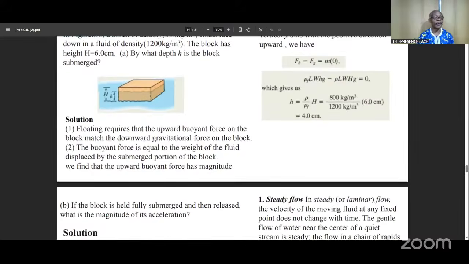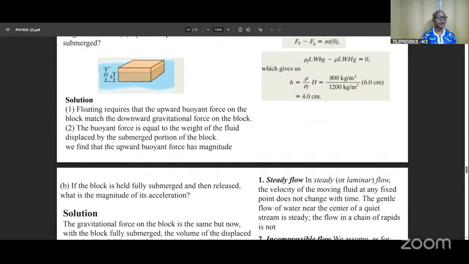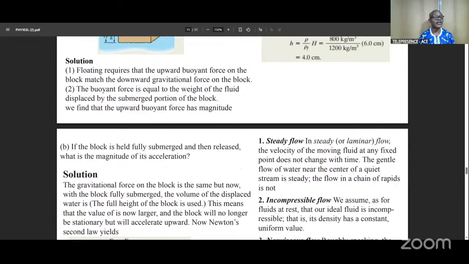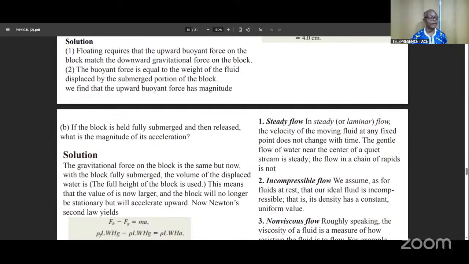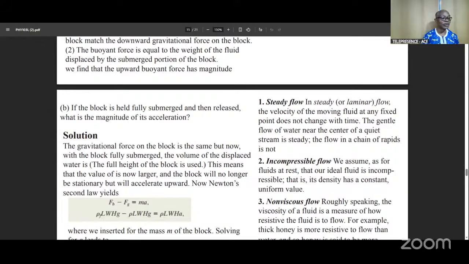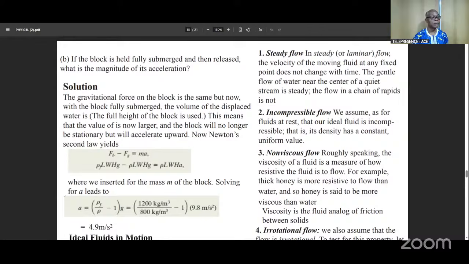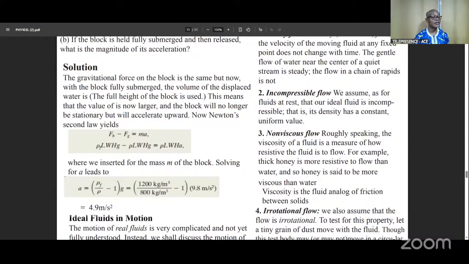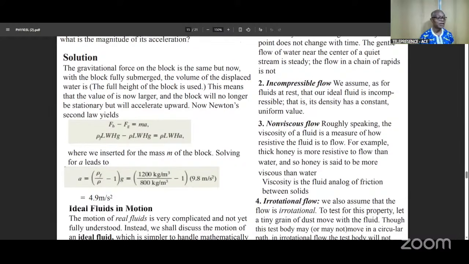If you want to also find the magnitude of its acceleration when the block is fully submerged and then released, if it is released, you know there's a motion. So in that case, you don't have the difference between the two being equal to 0, or rather, you now have m and a. So what we find is that the acceleration is 4.9 meters per second squared. We are taking note of all that.